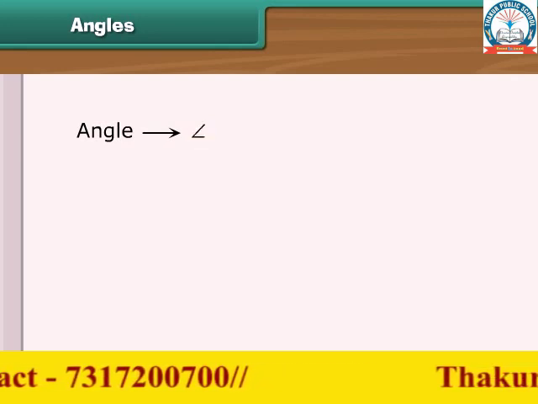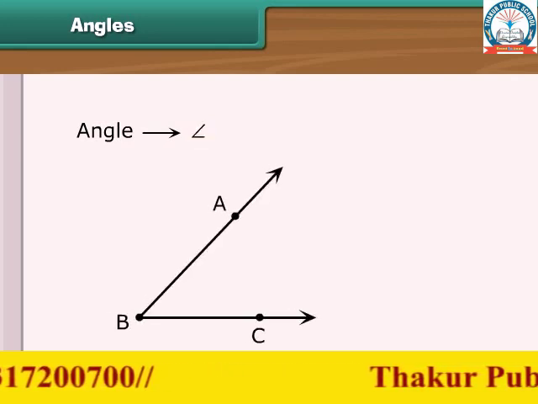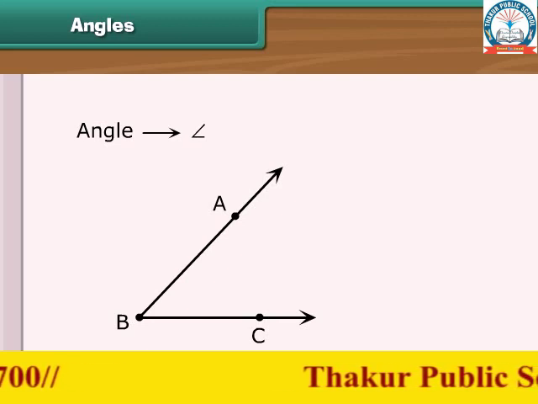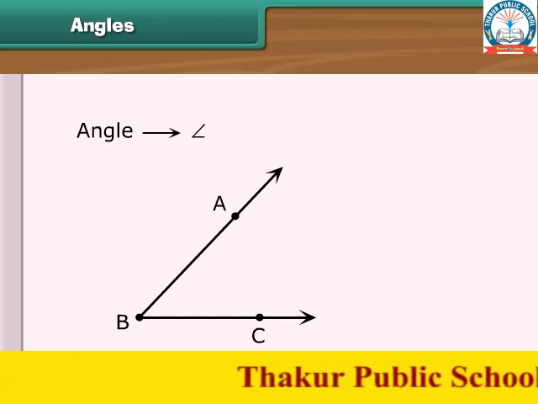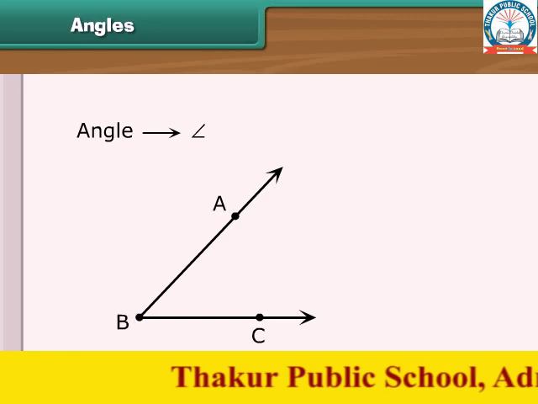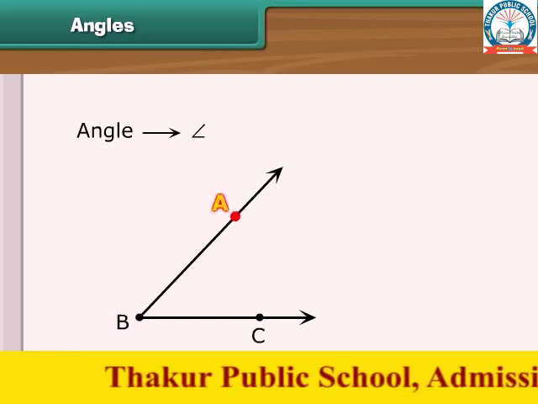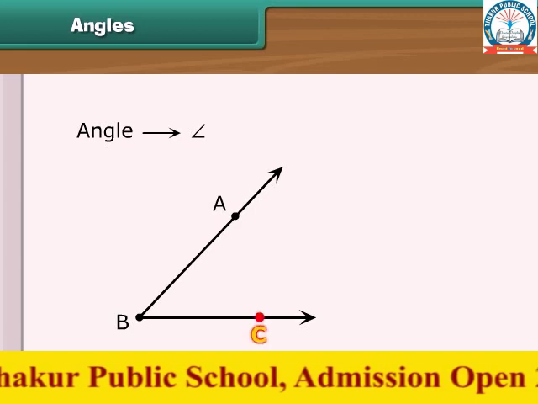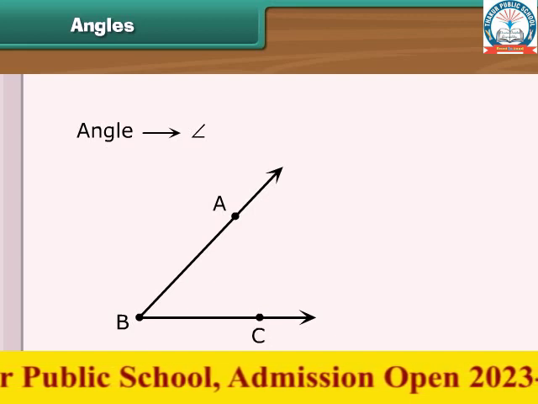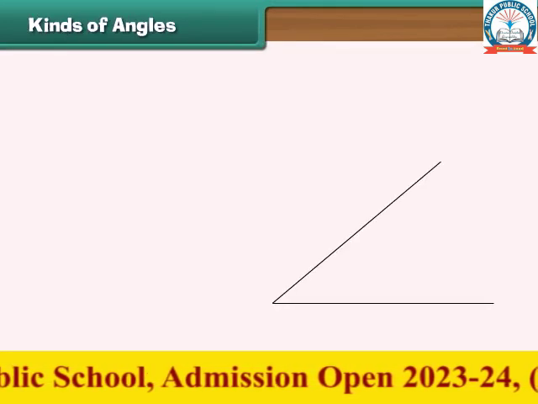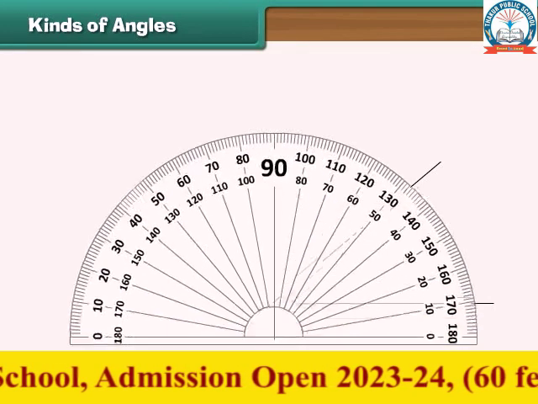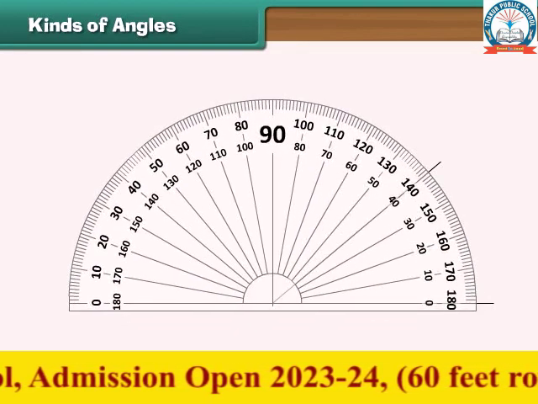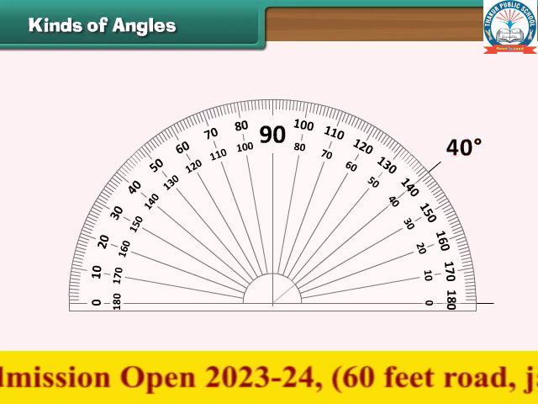This is an angle ABC. It is represented as angle ABC. Here, B is a vertex. A is a point on one ray, while C is a point on another ray. An angle can be measured by using a protractor. It is also used in drawing an angle of a given measure.